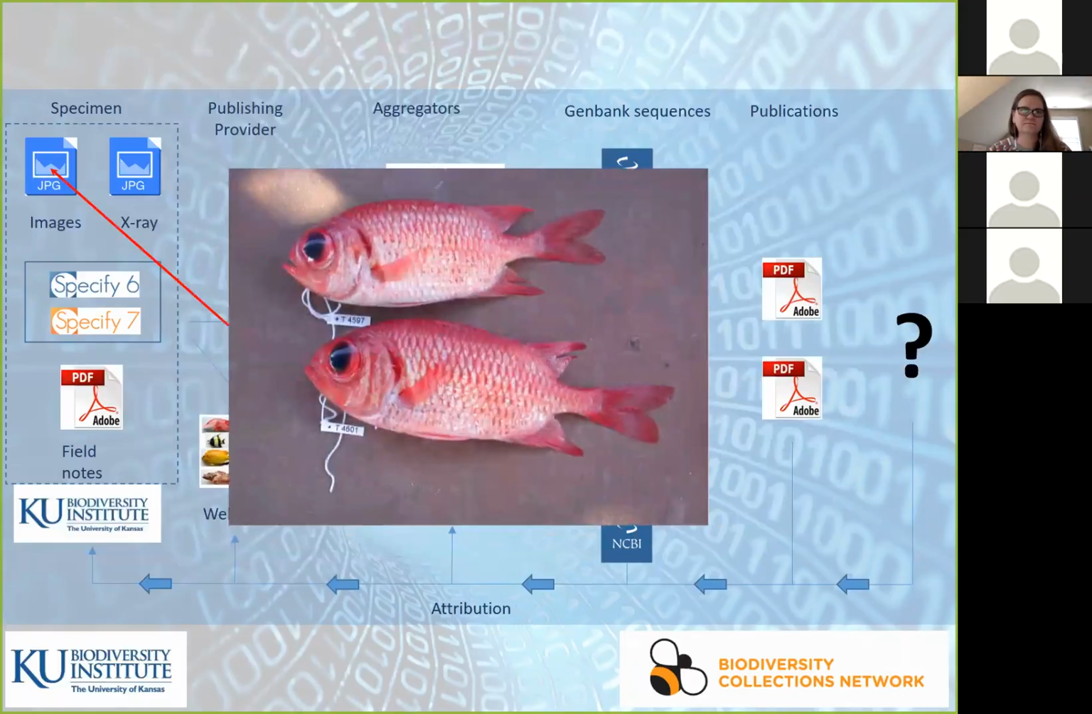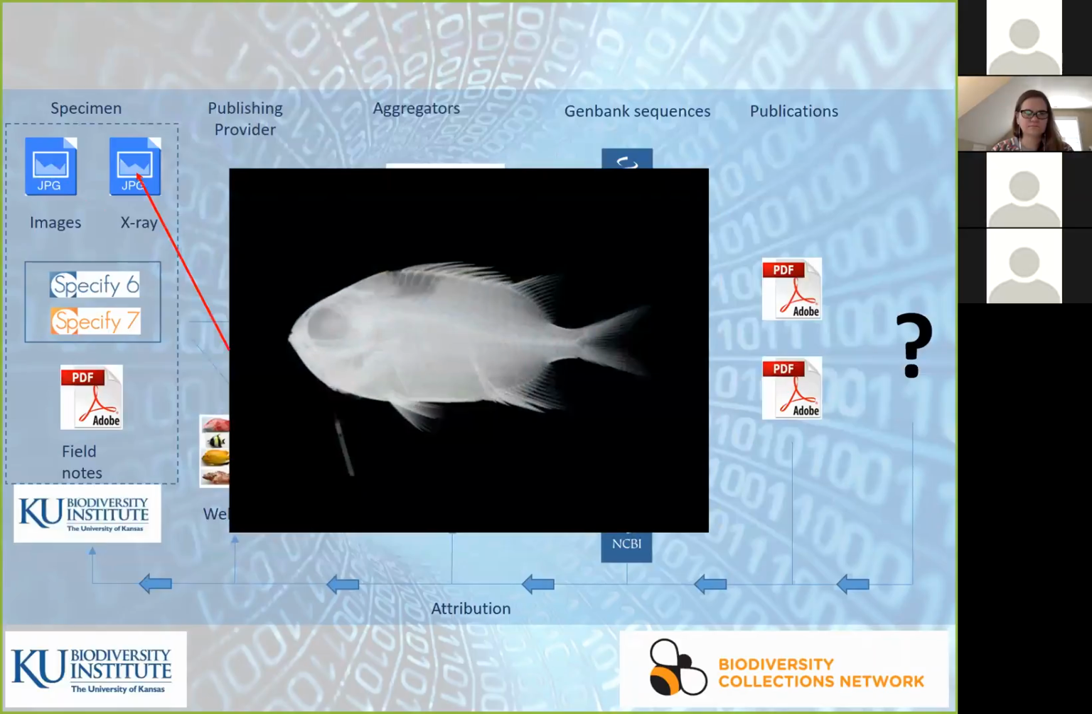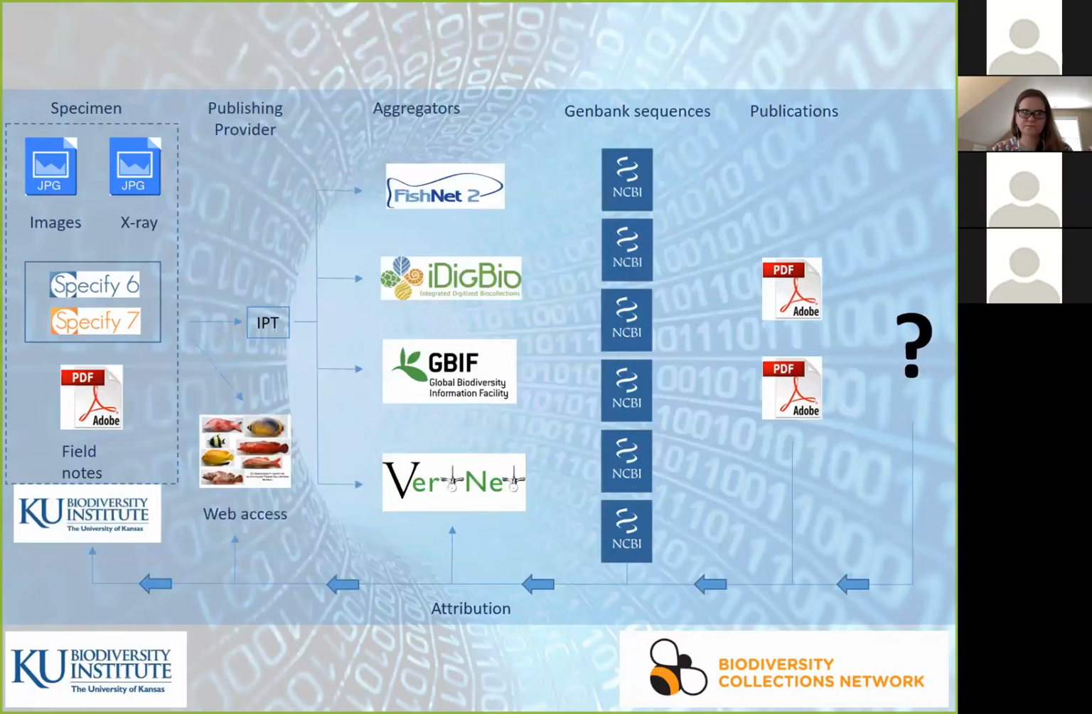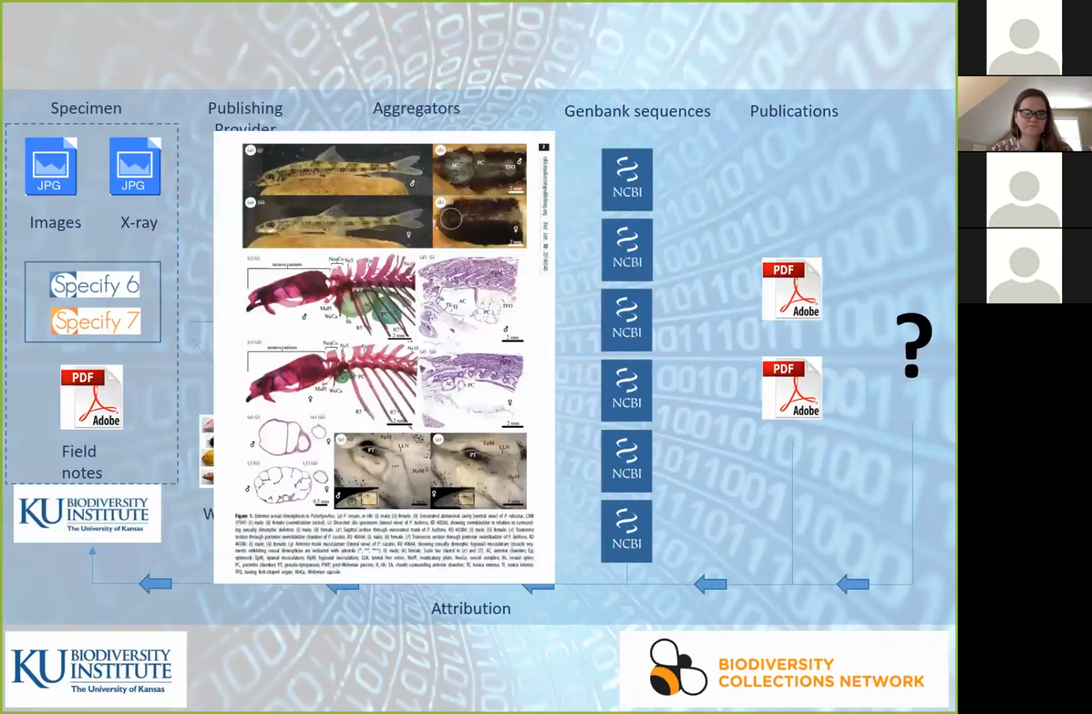Along with that, we have images of the specimens. We may have x-rays of the specimens and all sorts of other digital media that's associated with the records themselves. There are also field notes associated with that record that may give additional information that potentially may not be found in the database itself. But increasingly, we are now seeing products created by the research community that are not being transferred back to the collections.